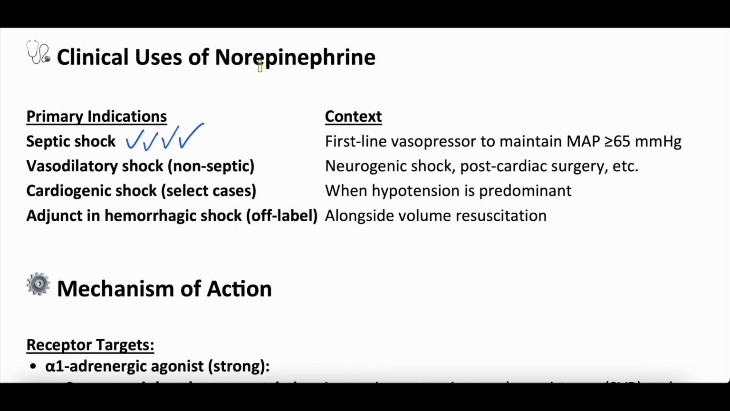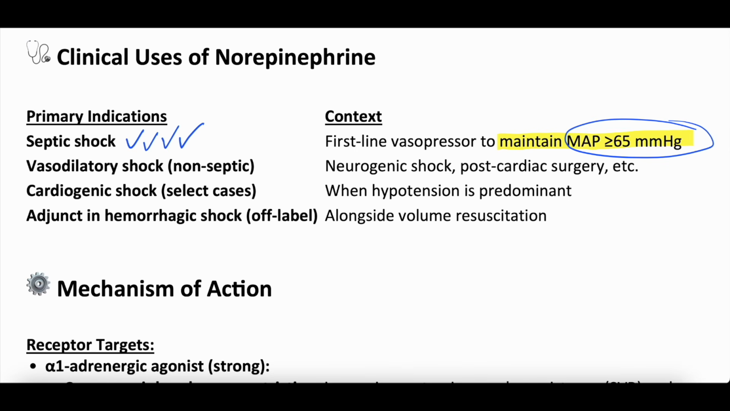It's a first-line vasopressor, and you usually use it to maintain a MAP, a mean arterial pressure, above 65 millimeters of mercury, which is this magic number we try to keep the MAP above for patients with septic shock. And it's first line. It's titratable. You start it, the nurse titrates the dose to try to achieve this MAP.